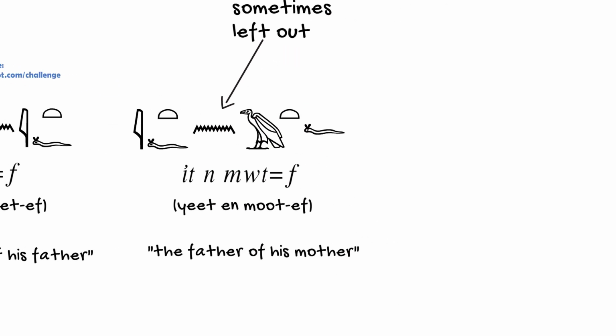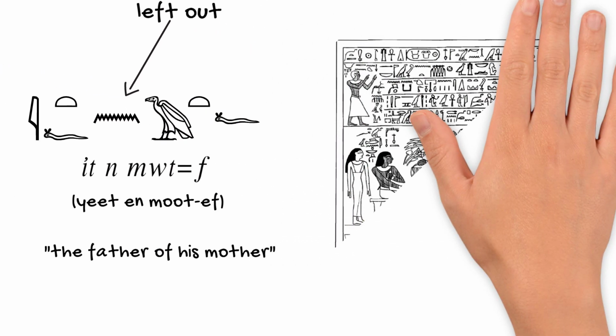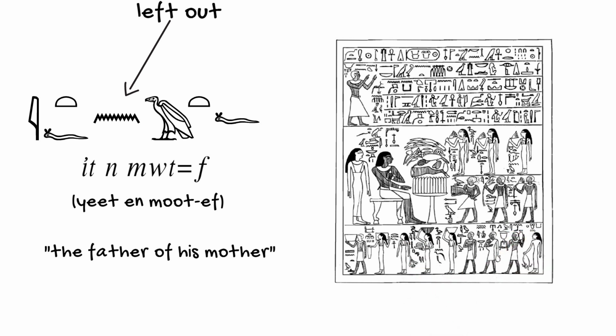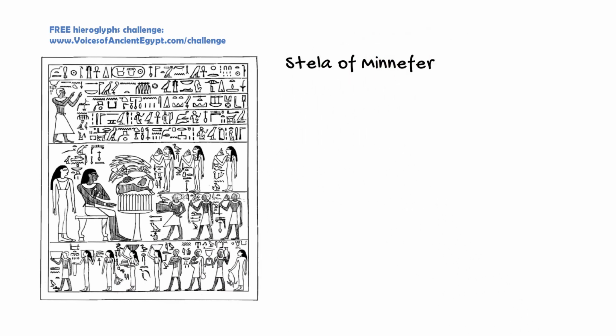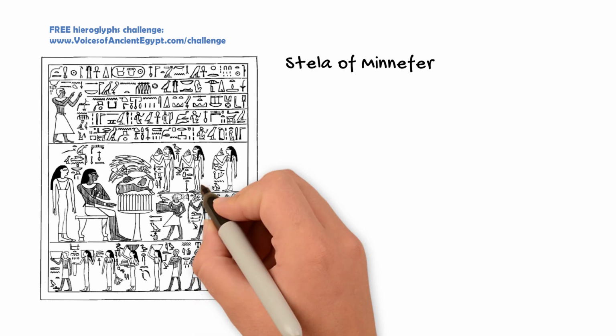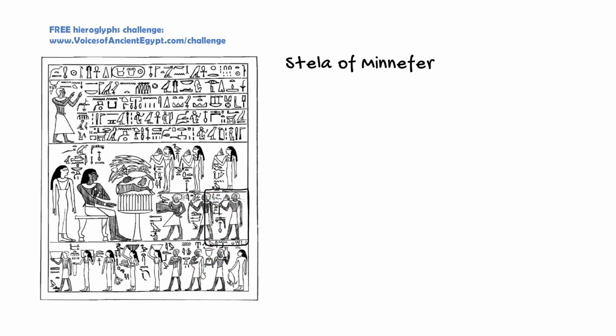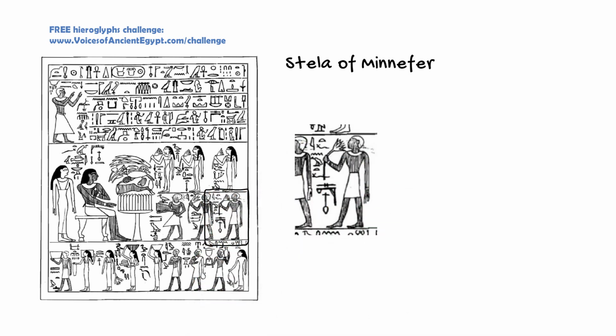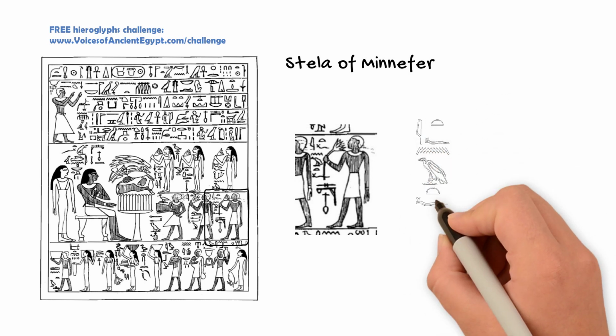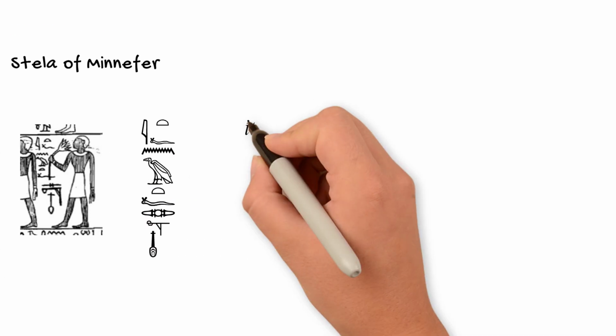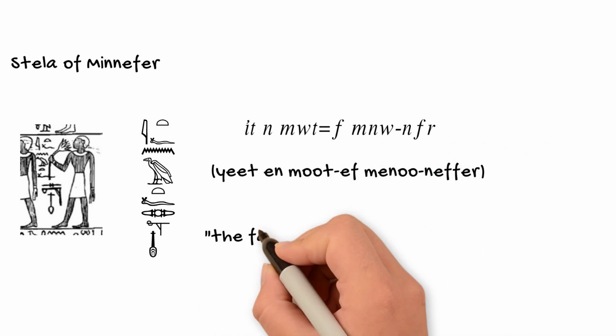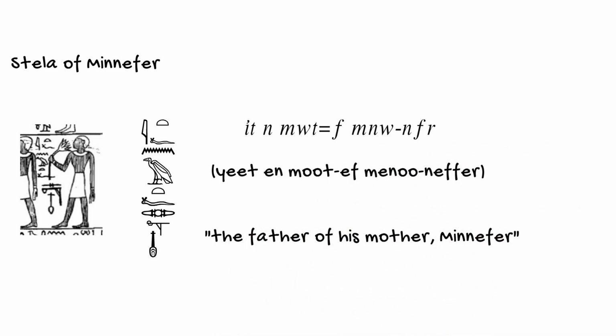And we can see examples of this written on the stela belonging to a man named Min-nefer. His maternal grandfather is included among the family shown on the stela, and that man there is labeled as yit-en mut-f, Minu-nefer. That is, the father of his mother, Min-nefer, showing that the Min-nefer who owned the stela was actually named after his maternal grandfather.